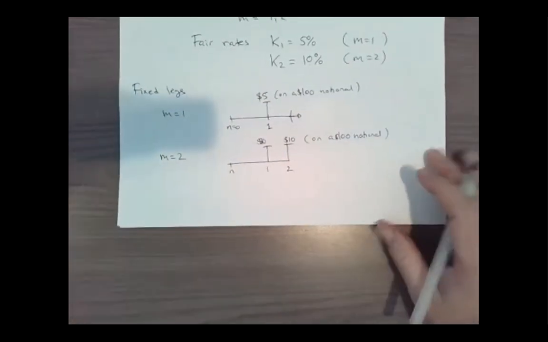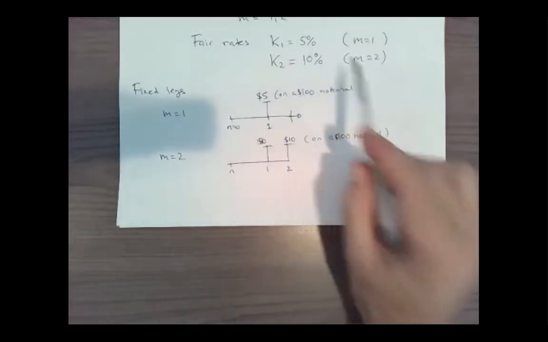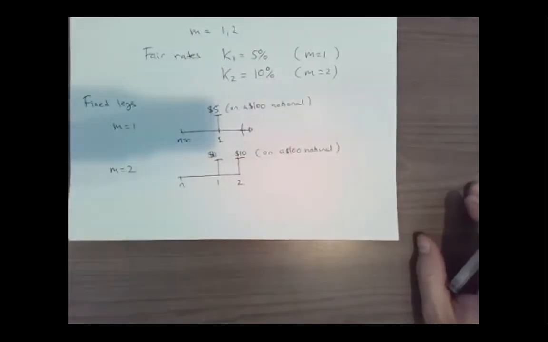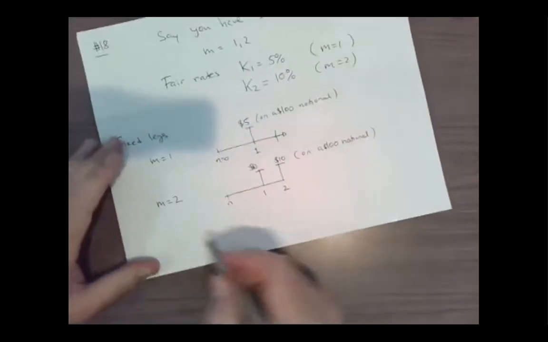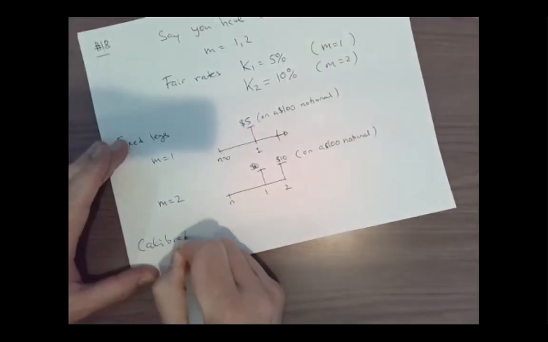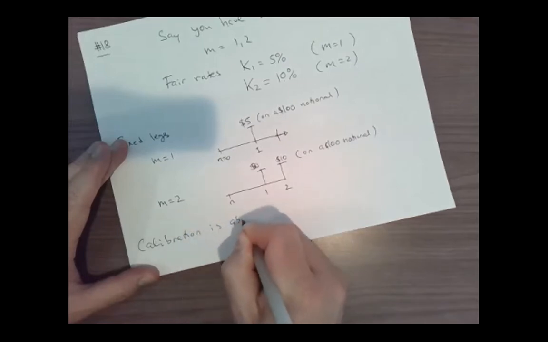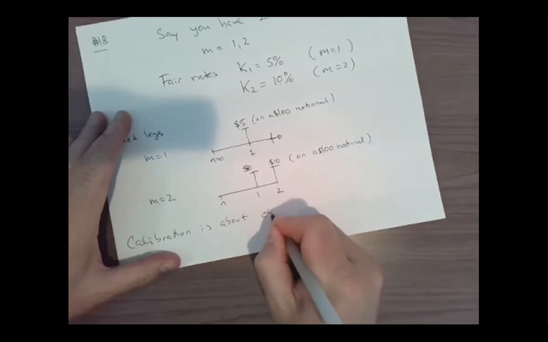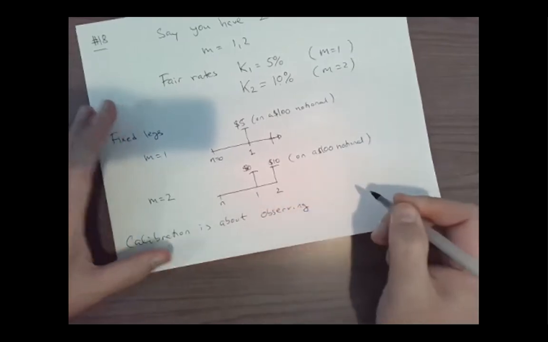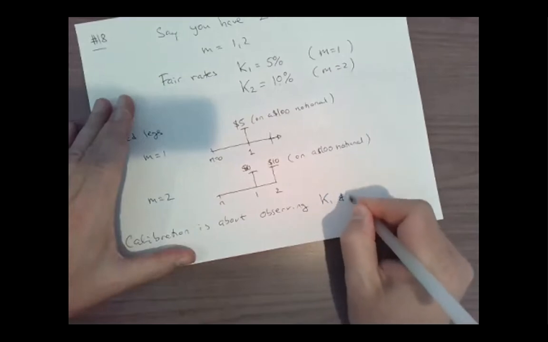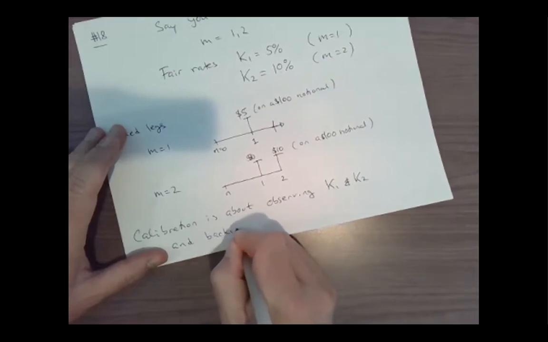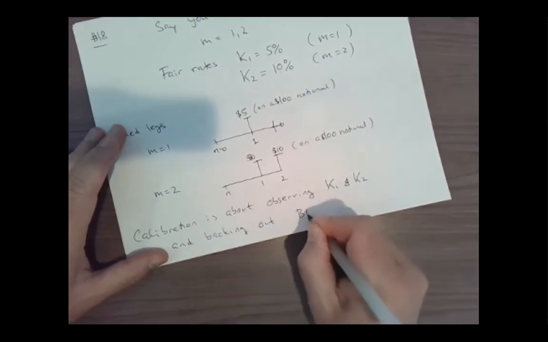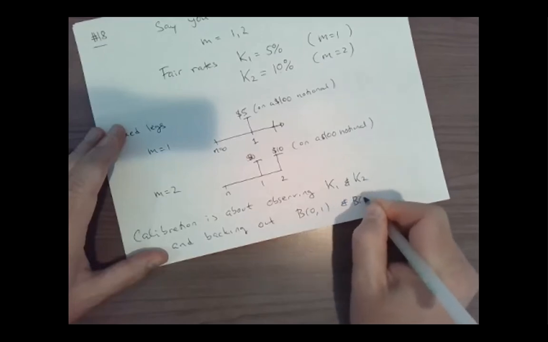So this is what you're given. You're given that the fair rates are 5 and 10%. And your job is to create the zero coupon bonds. How would one go about doing that? And this is what calibration is. So calibration is about observing here K1 and K2 and backing out, in this case, B01 and B02.